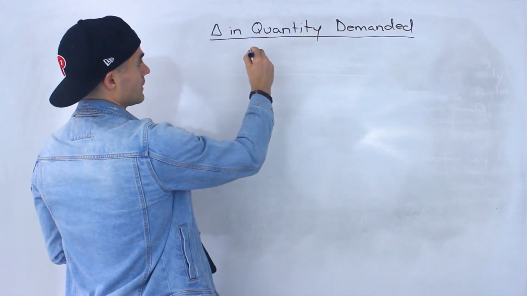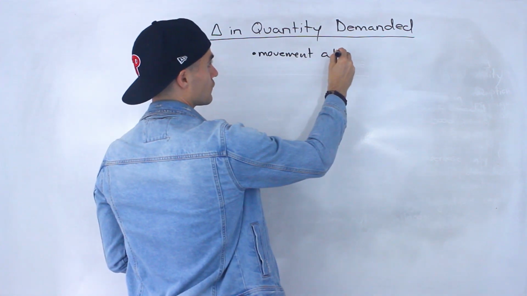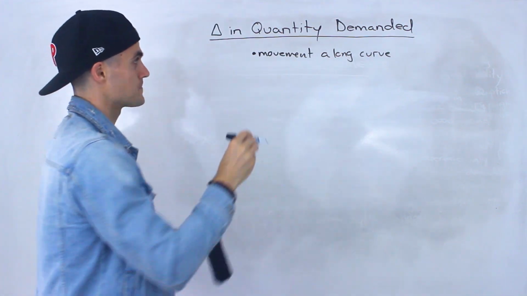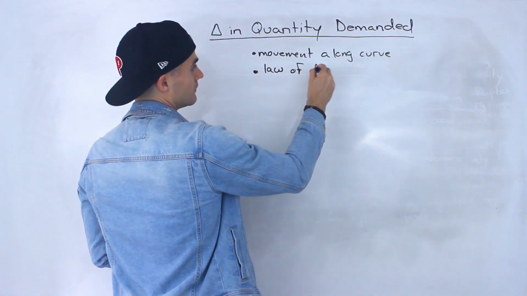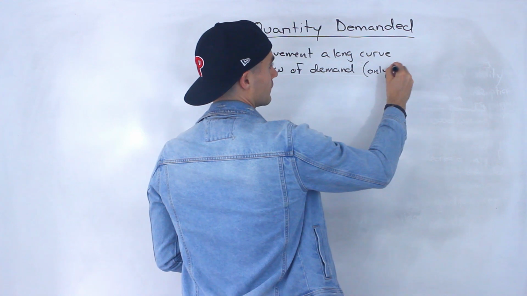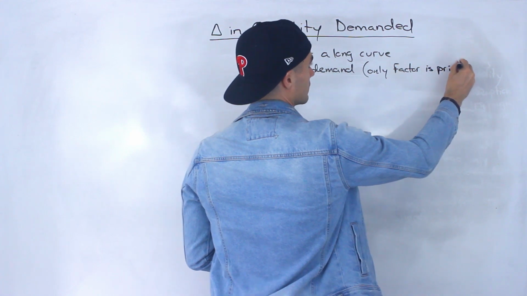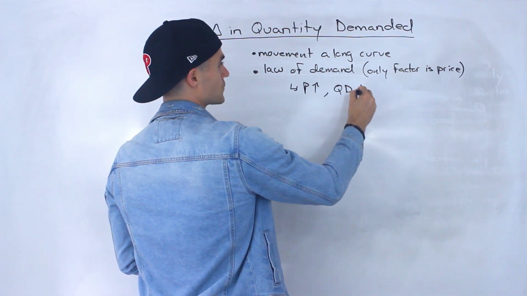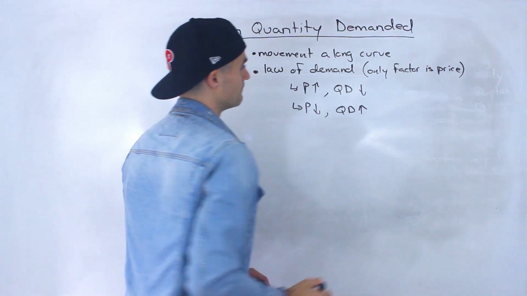So change in quantity demanded, it was movement along the curve, right? Shifting from one point to the next. You're looking at single points. And then it was basically about the law of demand. And so the only factor when we're talking about change in quantity demanded is price. And so basically as price goes up, that quantity demanded goes down. And as price goes down, that quantity demanded goes up.